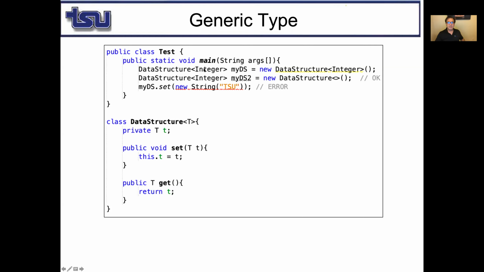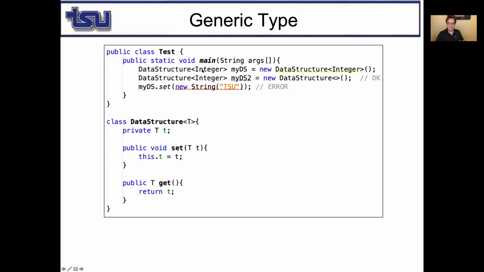And then when I create my data structure, I have to specify the generic type for this particular class. For this particular class, the generic type is integer. So this creates my data structure 1, and then also, I don't have to have this integer there. I can just have angle brackets, okay? In coding, maybe I forgot this, but yeah, you have to have angle brackets right there. Then when I say my ds.set new string TSU, that's gonna be a compile time error.